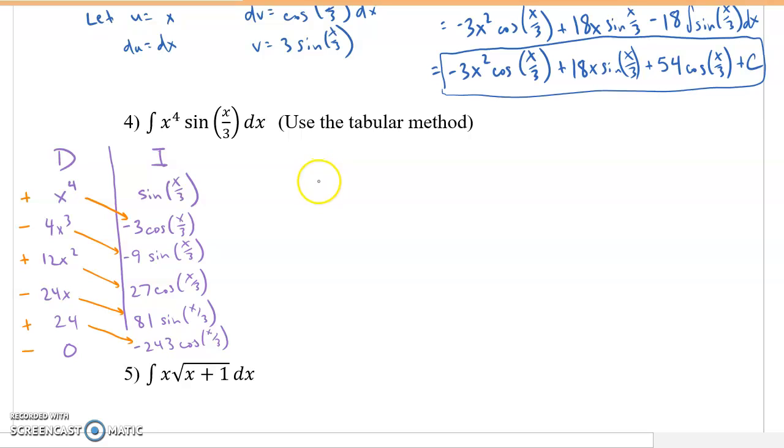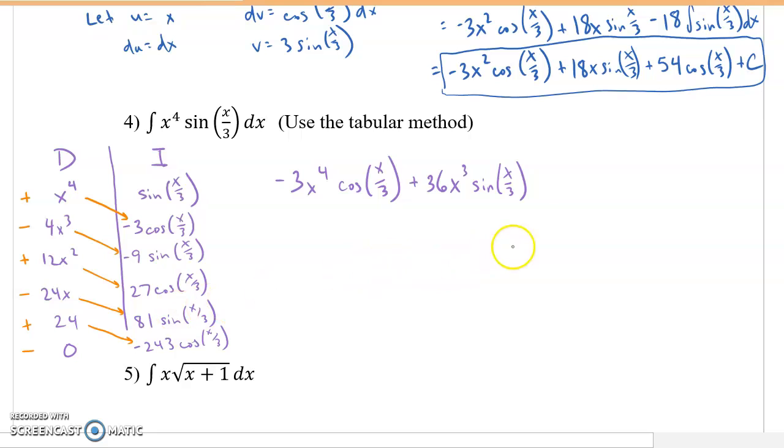So our final answer is going to be this term times this term, so that's going to be negative 3x to the fourth times the cosine of x over 3. That's our first term. Our second term is going to be negative 4x cubed times negative 9 sine of x over 3. So that's negative 4 times negative 9 is a plus 36. And the hardest part about this whole process is just actually writing out the answer because the answer is so huge. The next one is going to be positive 12 times positive 27.